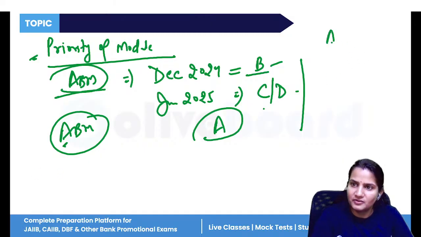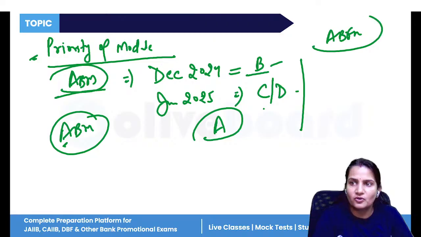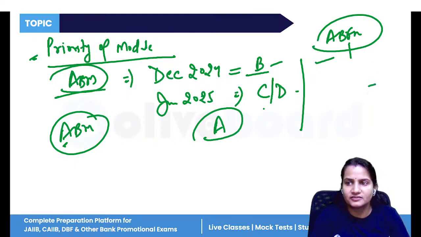In ABFM, I told you yesterday which module is most important. So in ABFM, you can say that this module has high priority and this has less priority. But if I talk about ABM, all modules are equally important.